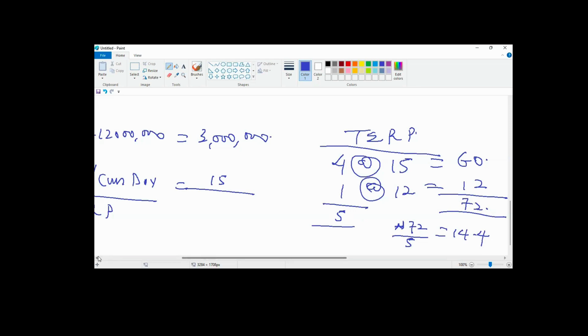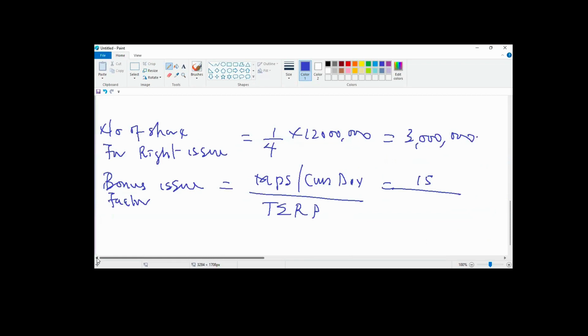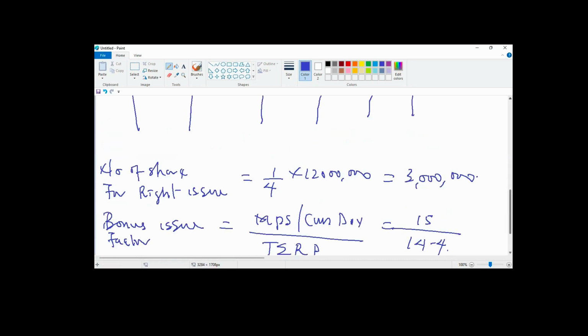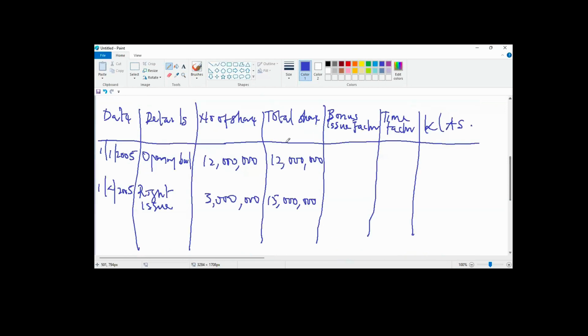Then 15 divided by 14.4, this must be given to existing shareholders. The time factor from 1st of January to 1st of April is 3 over 12. From April to year end, December: 12 million times 15 over 14.4 times 3 over 12.